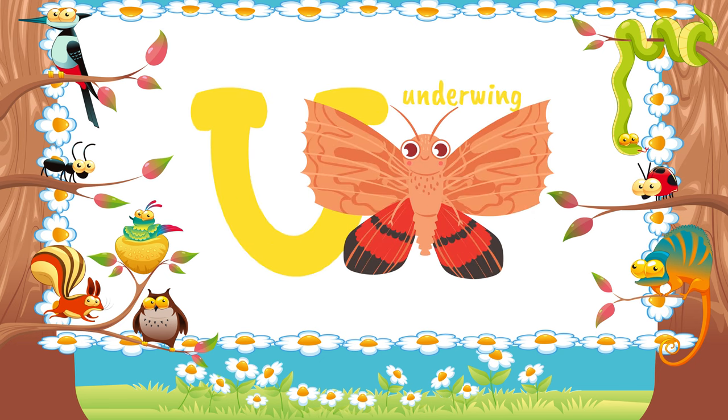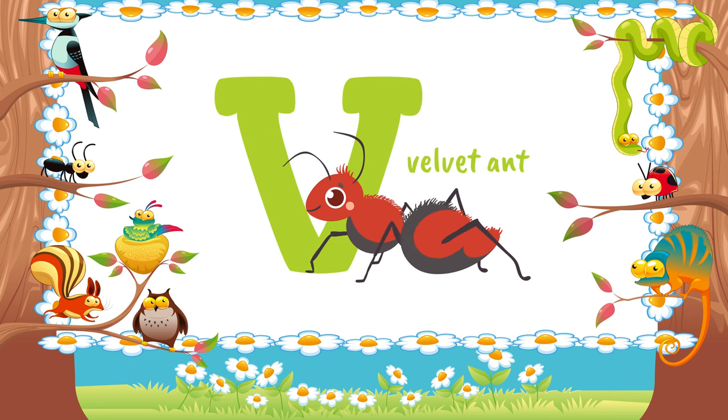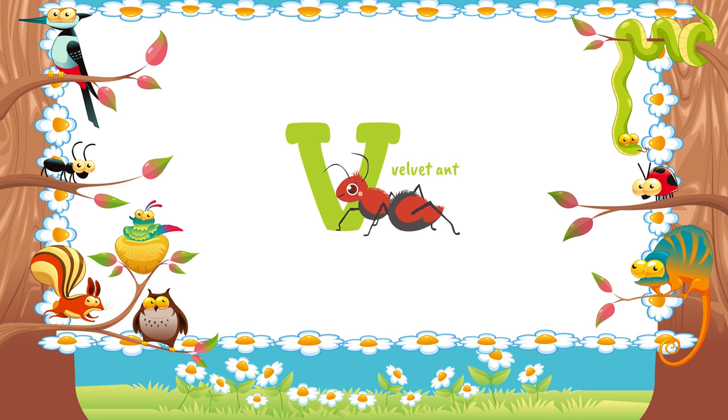U. U for underwing. U. N. D. E. R. W. I. N. G. Underwing. V. V for velvet ant. V. E. L. V. E. T. A. N. T. Velvet ant.